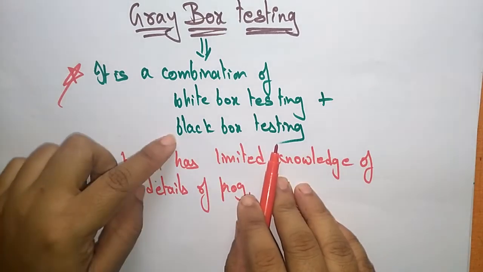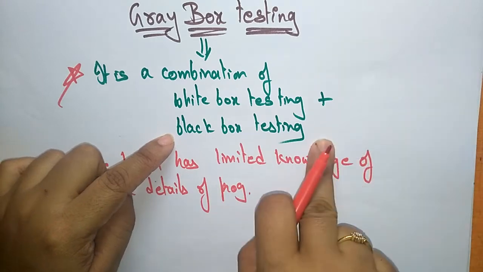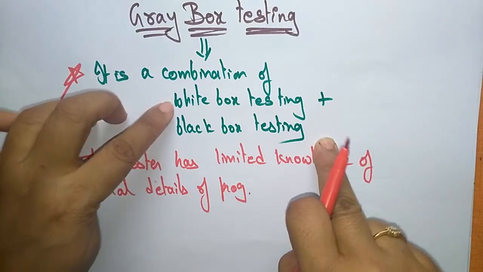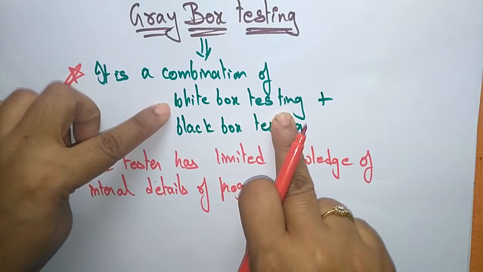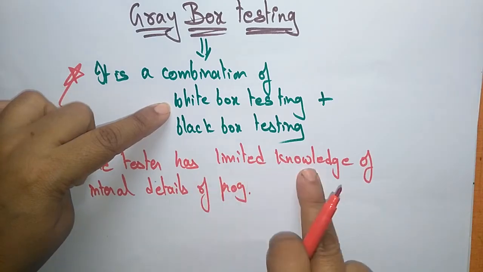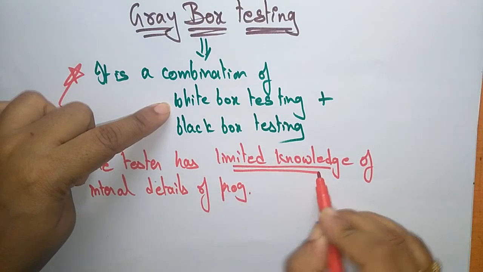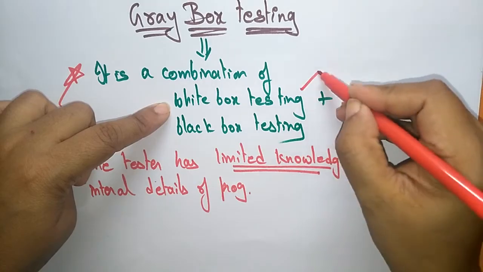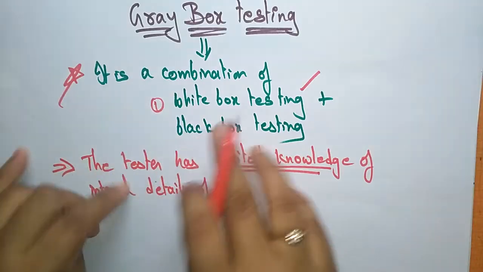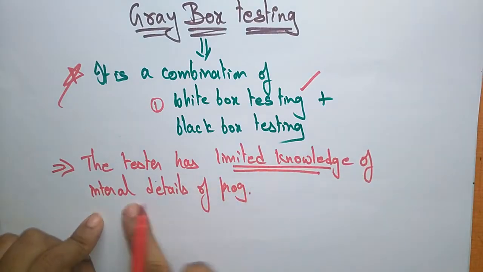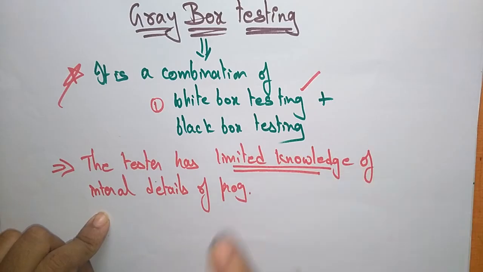What is black box testing? There is no knowledge of internal coding. Whereas white box testing completely depends upon the internal structure and internal details of a program. So here I'm saying the tester has limited knowledge, so it is a combination of white box testing. The tester has limited knowledge of internal details of the program. If he has limited or complete knowledge, then it is white box testing.